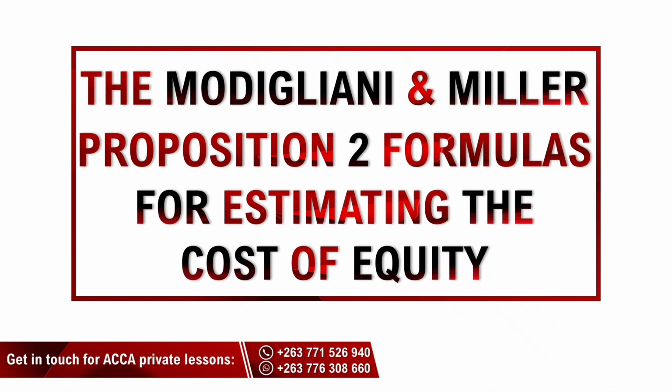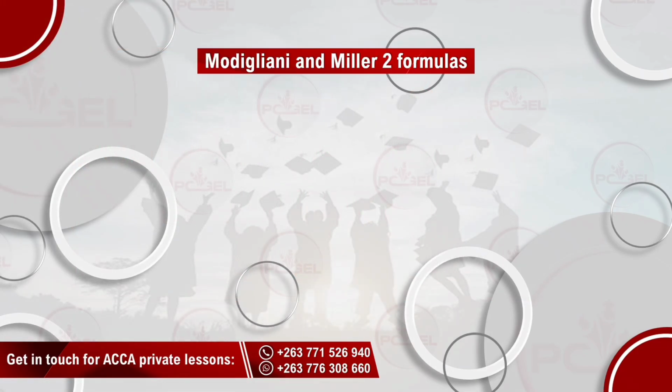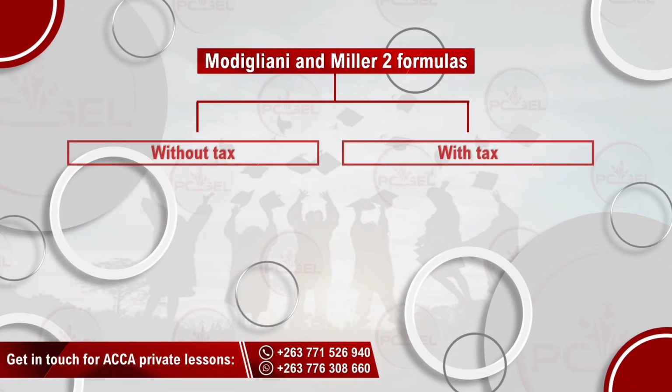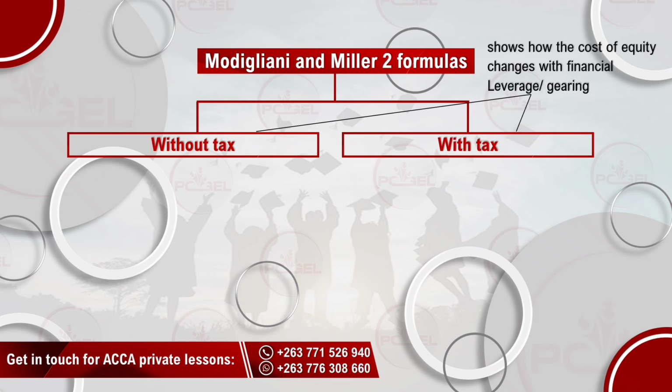Let's move on to the third module for estimating the cost of equity, which are the Modigliani and Miller true formulas. There are two scenarios resulting in the two different formulas. One is where no tax exists, and the other is where tax exists. Both formulas used in estimating the cost of equity resulting from the two different scenarios show how the cost of equity changes with financial leverage or financial gearing.